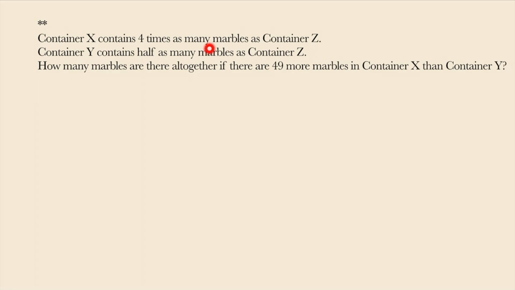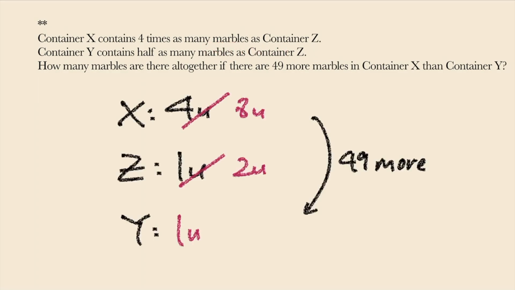X contains 4 times as many as Z. Okay, so X, we can write it as 4u and 1u, 4 times. Y contains half as many as Z. Now, if Y contains half as many as Z, that would be 1u divided by 2, which is not a nice number to work with.